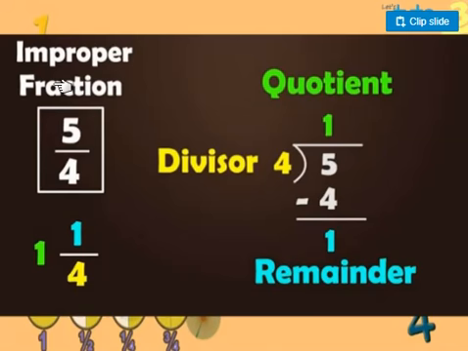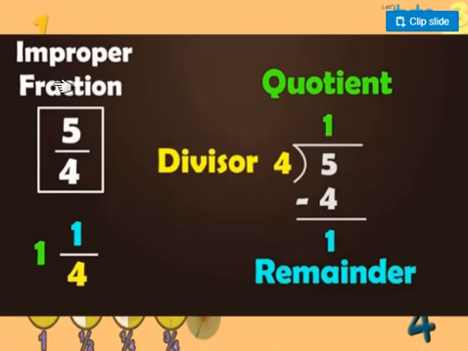So let's take the fraction 5 upon 4, and divide 5 by 4. The numerator always comes inside and the denominator always comes outside as a divisor. So if we divide 5 by 4, the quotient would be 1.